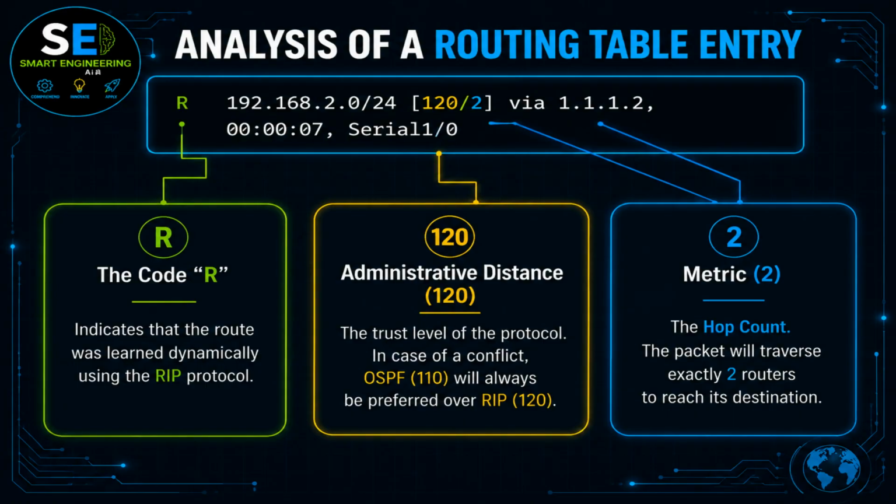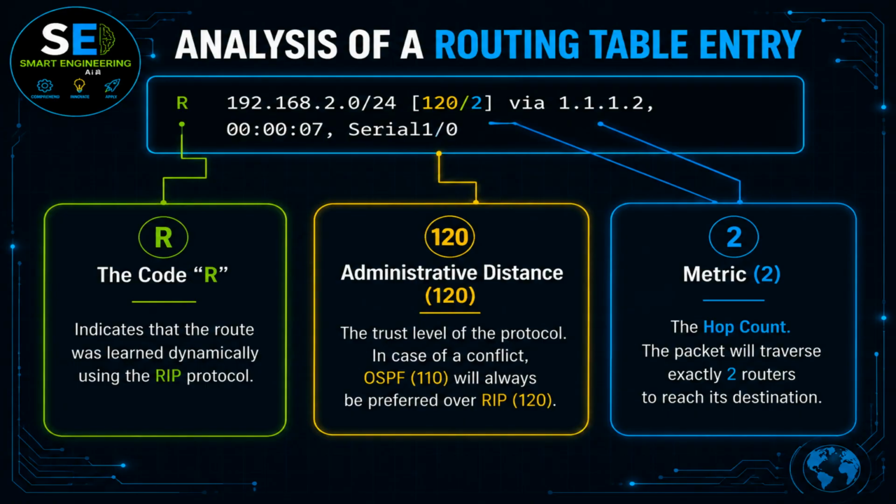In this example, it is 120. This represents the trust level of the routing protocol. A lower value means a more trusted route. For example, OSPF has an administrative distance of 110, so it will always be preferred over RIP if both protocols know the same destination.